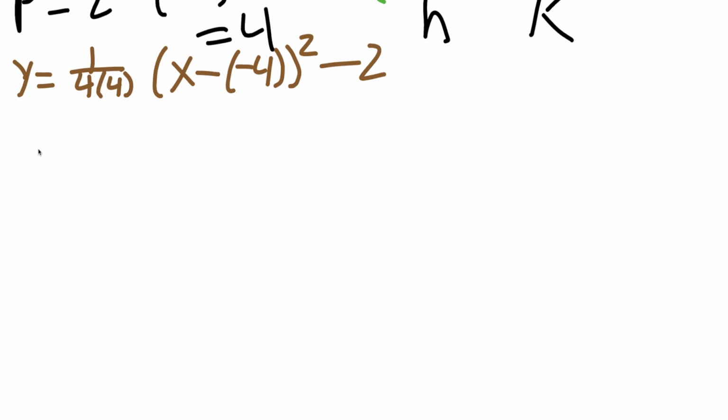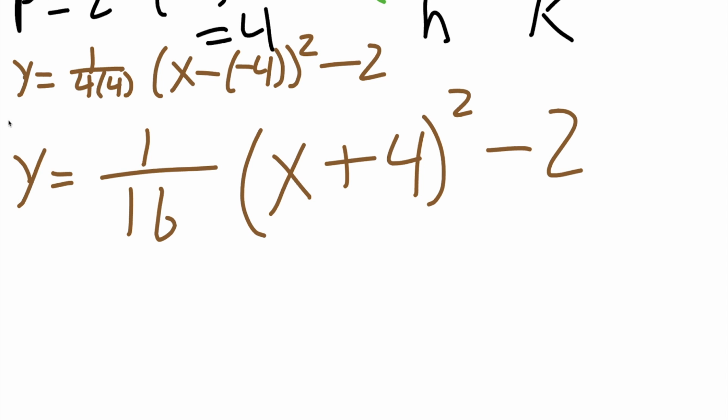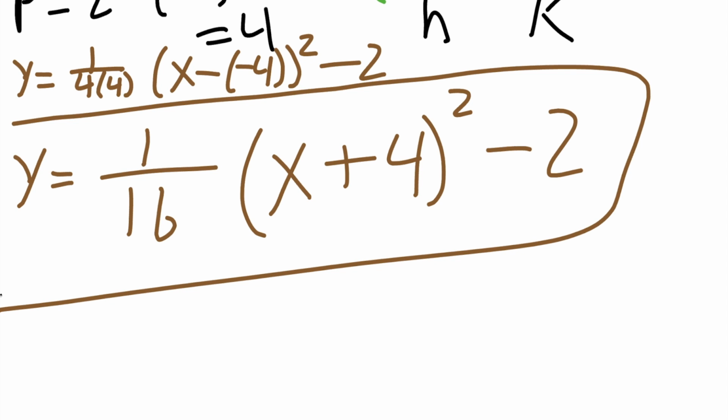Okay, we can clean this up a little bit, so y is equal to 1 divided by 4 times 4 is 16, parentheses, x minus 4 is positive 4, close parentheses, squared, minus 2, and we can box in this answer. This right here is our final answer for our first problem.